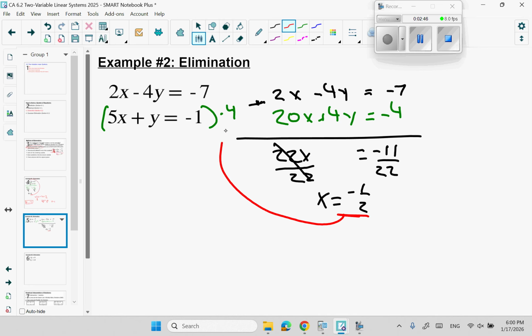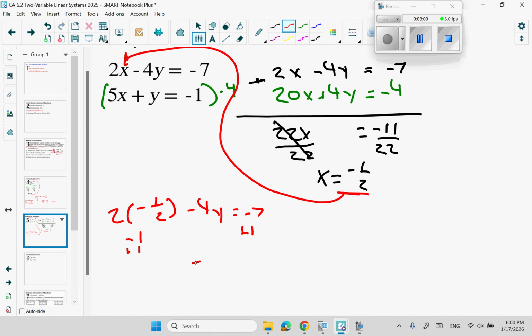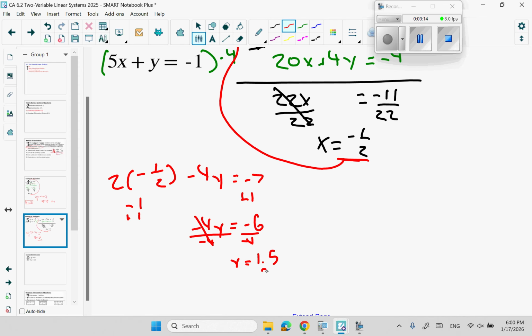Plug that into one of my original equations. I get 2 times negative 1 half minus 4y equals negative 7. 2 times negative a half is negative 1, so we can add that 1 over. So we get negative 4y equals, well, negative 7 plus 1 would be negative 6. Divide negative 4, divide negative 4, we get y is 1.5. Or if you prefer, 3 halves. So I get negative 1 half and 3 halves.